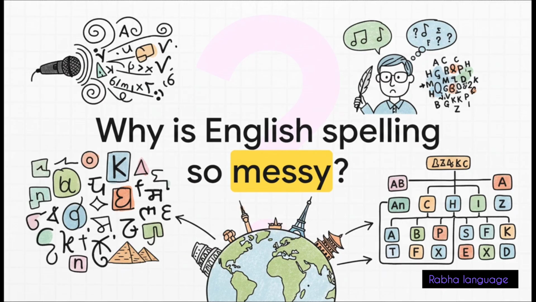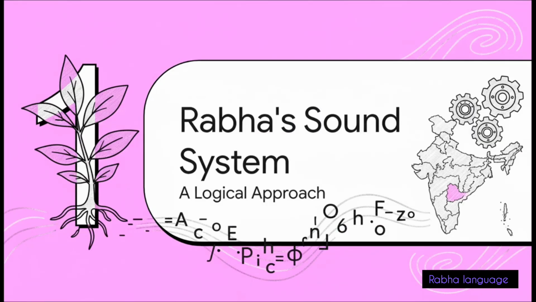Well, a big reason is that it's a total mashup of words borrowed from all over the globe. And trying to squeeze all those different sounds into our little 26-letter alphabet, yeah, it's a nearly impossible job. And that right there is the fundamental problem for linguists. How do you accurately write down a sound? But imagine if you could just start over. Build a writing system from the ground up to be as logical and consistent as possible.